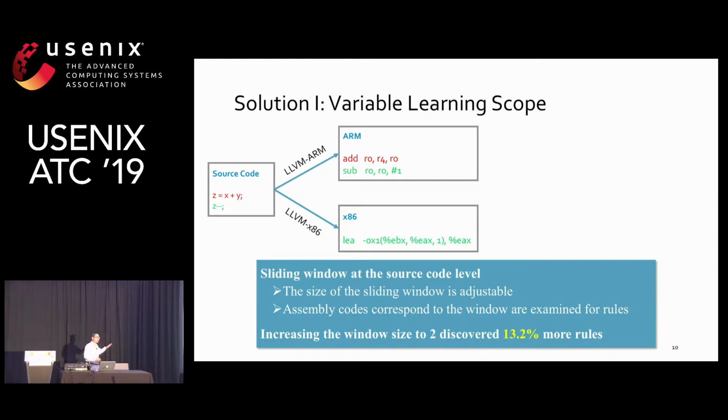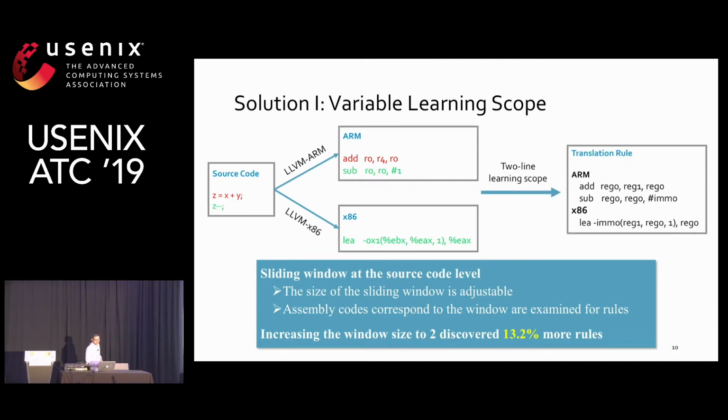Let's revisit this example. In this example, if we use a window size of 2, we can learn a translation rule like this, as shown in this figure. Actually, our experimental results show that by just increasing the sliding window size to 2, we can harvest 13% more translation rules.